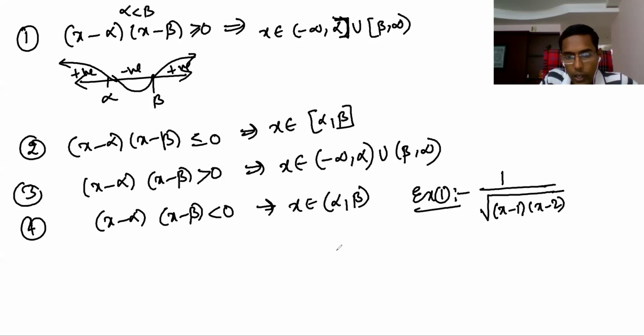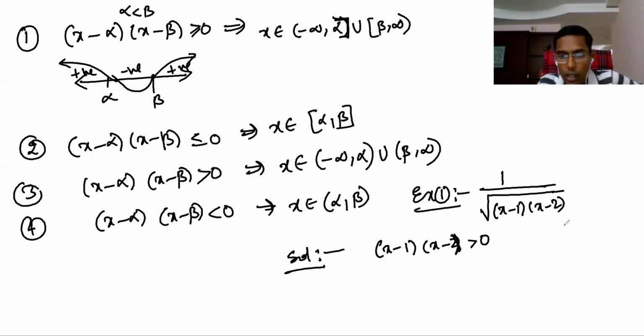First thing is, to find the domain: it is in the denominator. Under root means (x - 1)(x - 2) should be greater than 0. Under root means it should be greater than 0, and it should not be equal to 0. Why? It is in the denominator.